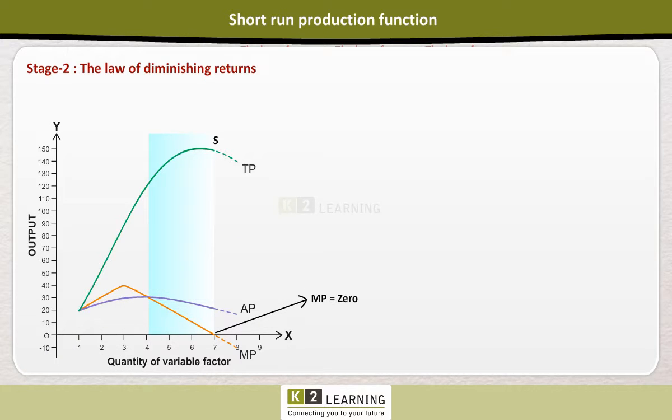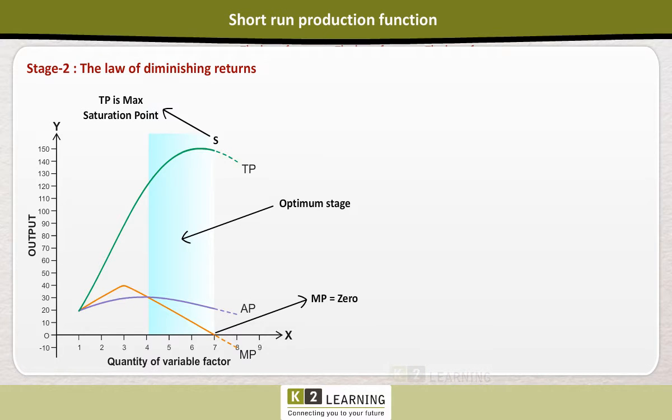It is to be noted that when MP is 0, TP is at its highest point, S. This point is called the saturation point. Note, this stage is known as the stage of diminishing returns as both the AP and MP curves continuously decline. The stage is also known as the optimum stage of production as the producers seek to produce in this range.